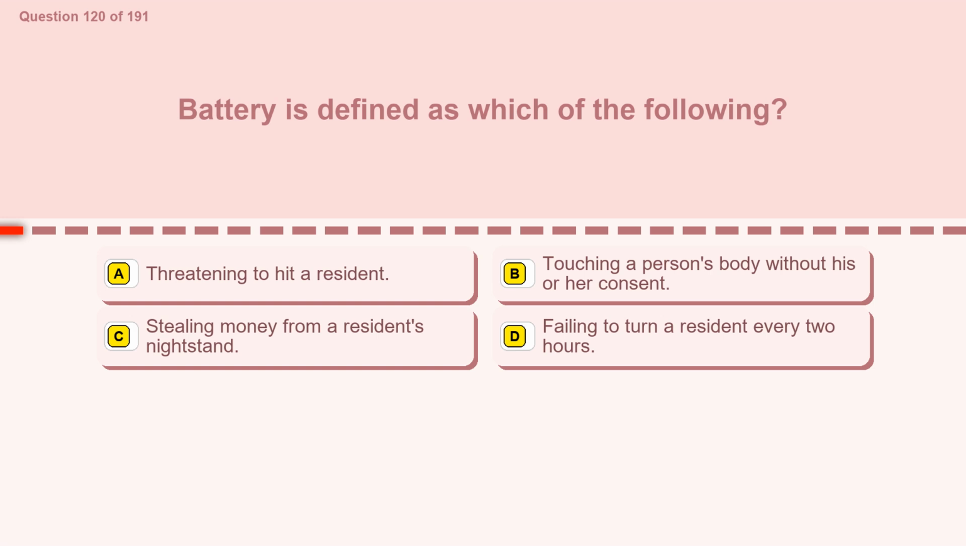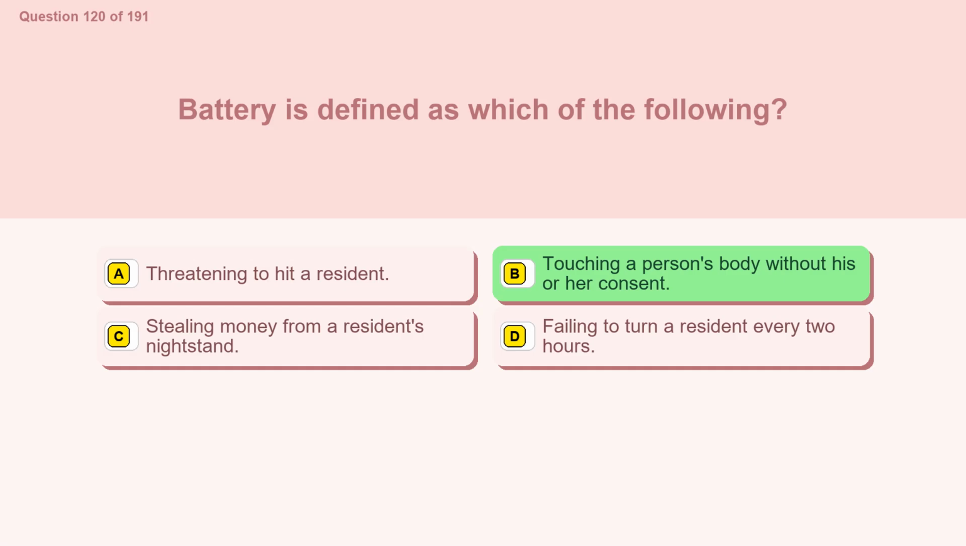Question 120. Battery is defined as which of the following? Option A. Threatening to hit a resident. Option B. Touching a person's body without his or her consent. Option C. Stealing money from a resident's nightstand. Option D. Failing to turn a resident every 2 hours.